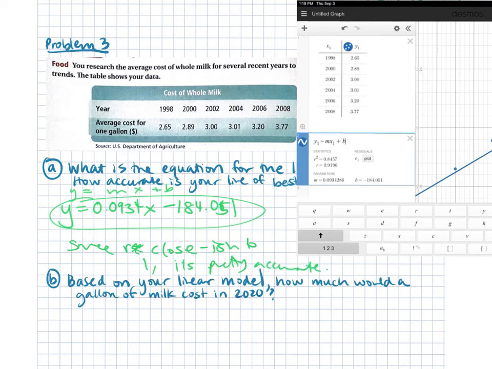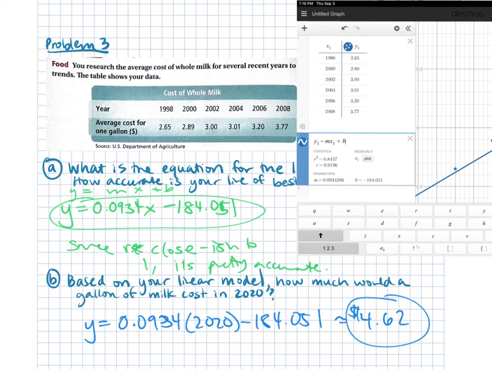Okay? And then, based on your linear model, how much would a gallon of milk cost in 2020? You're just going to plug in 2020 for X, so y equals 0.0934 times 2020 minus 184.051. And you can do that on your calculator, and you get about $4.62. And considering it's about 2020 now, I probably pay a little bit less than that for a gallon of milk. But there is definitely gallons of milk that are more than that, so maybe that's pretty accurate.